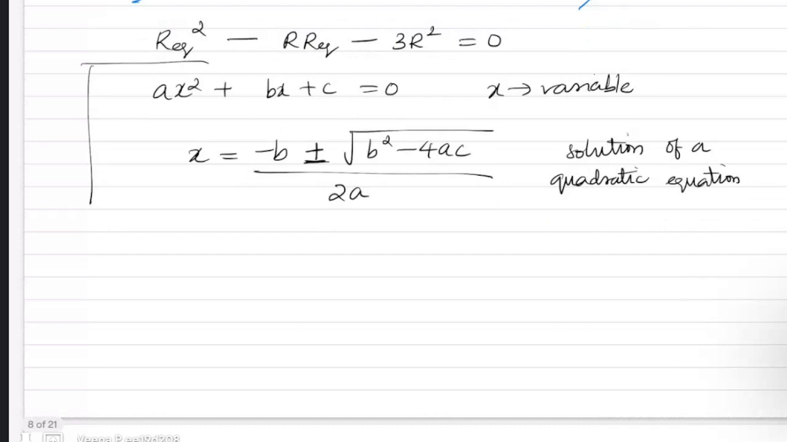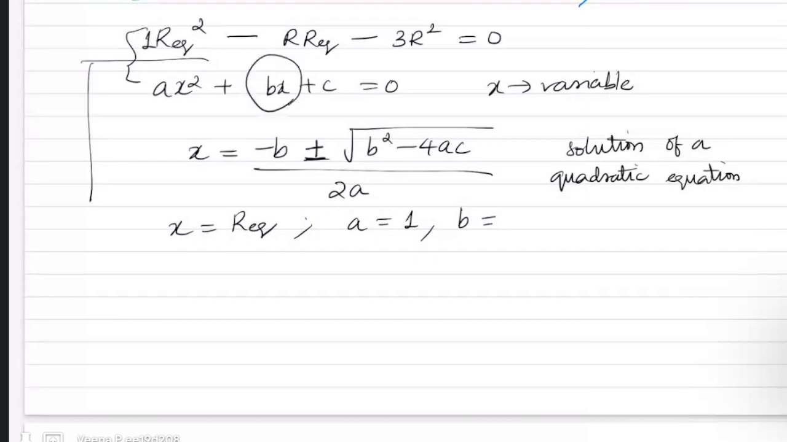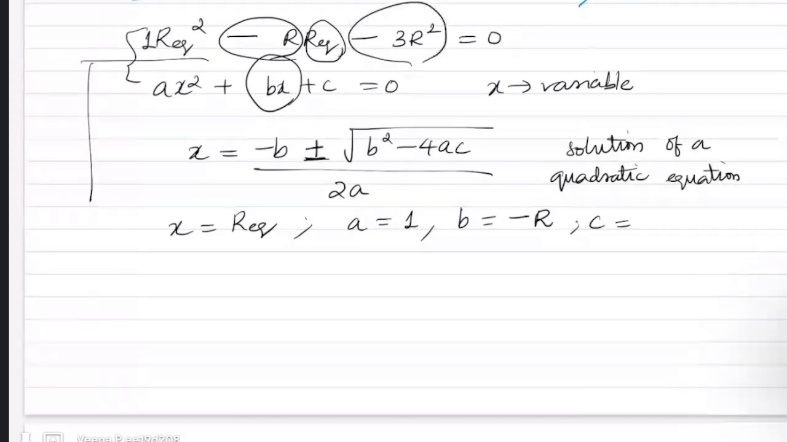So in the given question, if you relate these two equations, your x, or the variable, is R equivalent. A is the coefficient of R equivalent square, which is 1. B is the coefficient of x. So x is R equivalent, and the coefficient of R equivalent is minus R. Now C is the constant, so this is minus 3R square. So you got A, B and C.